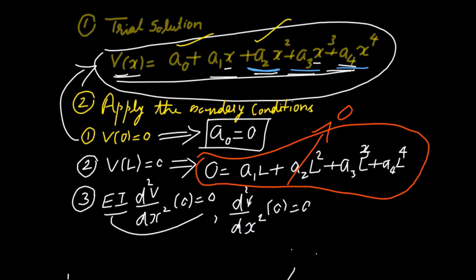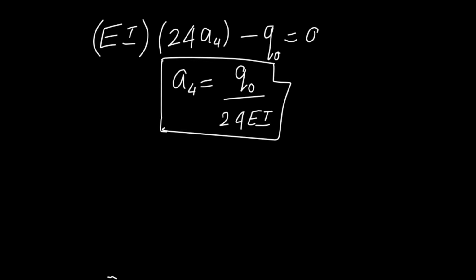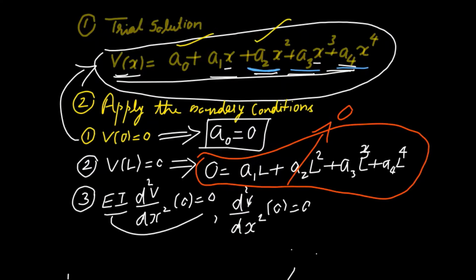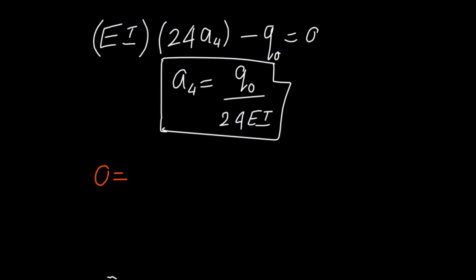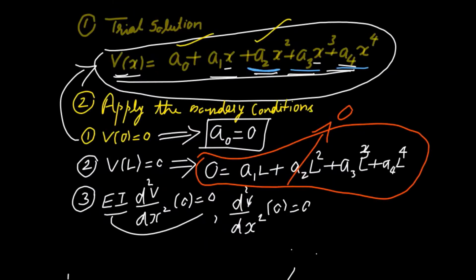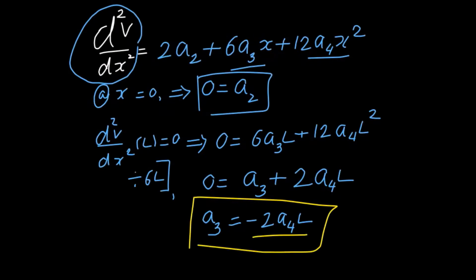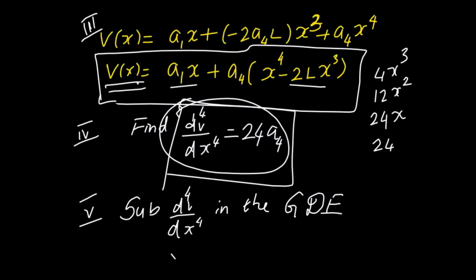So let us do this. Looking at that equation, 0 is equal to a1l. That equation is obtained by substituting the second boundary condition. And you see that you know the value of a3 in terms of a4. That is what you know already. What is the value of a3 in terms of a4? Well, you have this equation. If you substitute a3 in terms of a4, you will be getting a4x power 4 minus 2lx cubed. But you are talking about the location at x is equal to l.